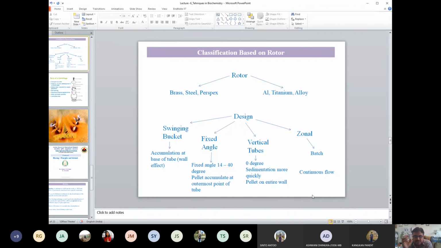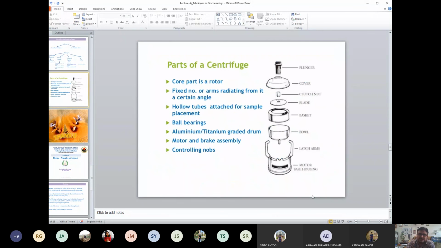And the last one is zonal centrifugation or batch centrifugation, which is basically used by industry people and purification plants. In water purification plants, people use continuous flow centrifugation to remove the waste particles out of the water. So these are the four classifications based on the design.